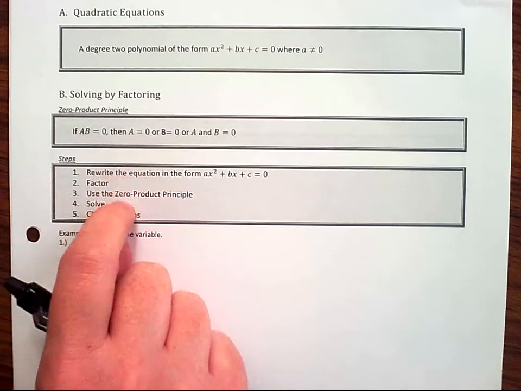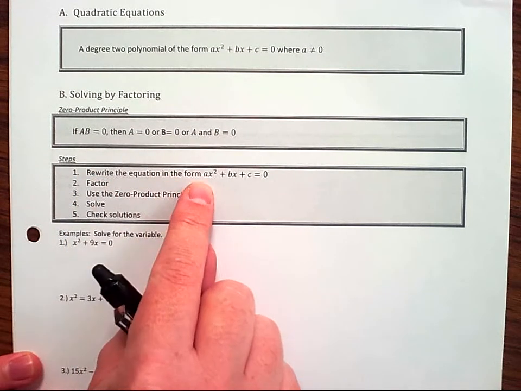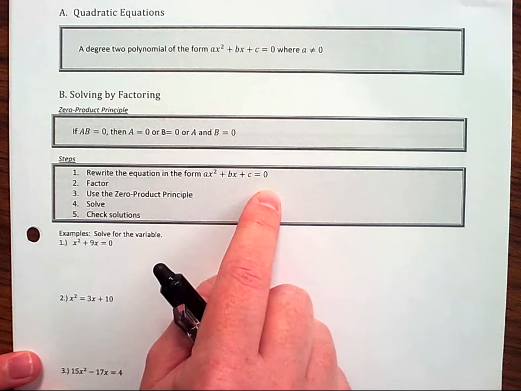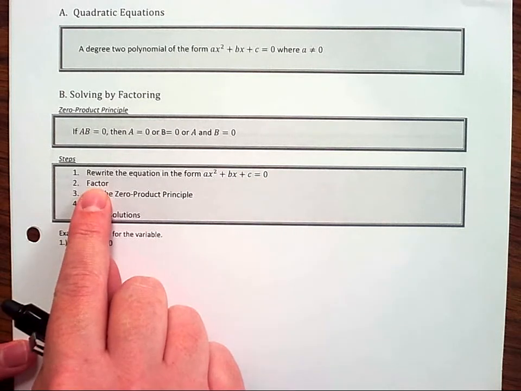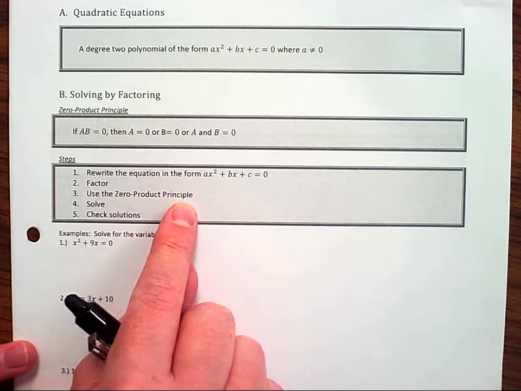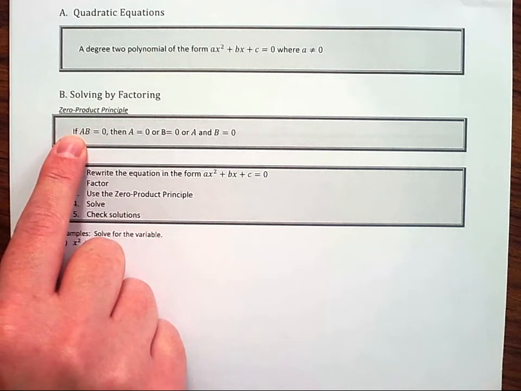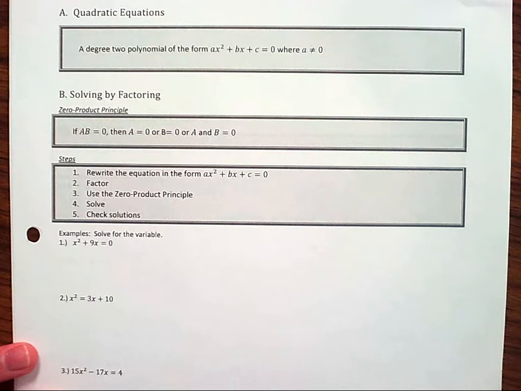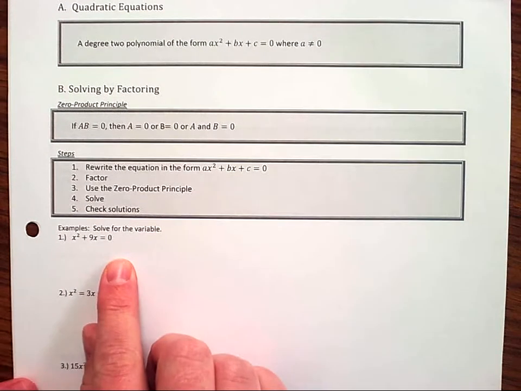So here are the steps. First, we rewrite the equation in the form ax squared plus bx plus c equals 0. It always has to equal 0. Then we factor, which we did previously. Then we use the zero product principle, which means set each factor equal to 0, and then solve. And then we can check our solutions.